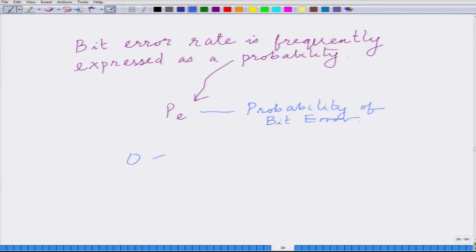The probability of bit error always lies between 0 and 0.5. That is, the maximum possible bit error rate, the maximum possible BER, is 0.5. So the probability of bit error is the probability with which a received bit is in error, and this quantity lies between 0 and 0.5.